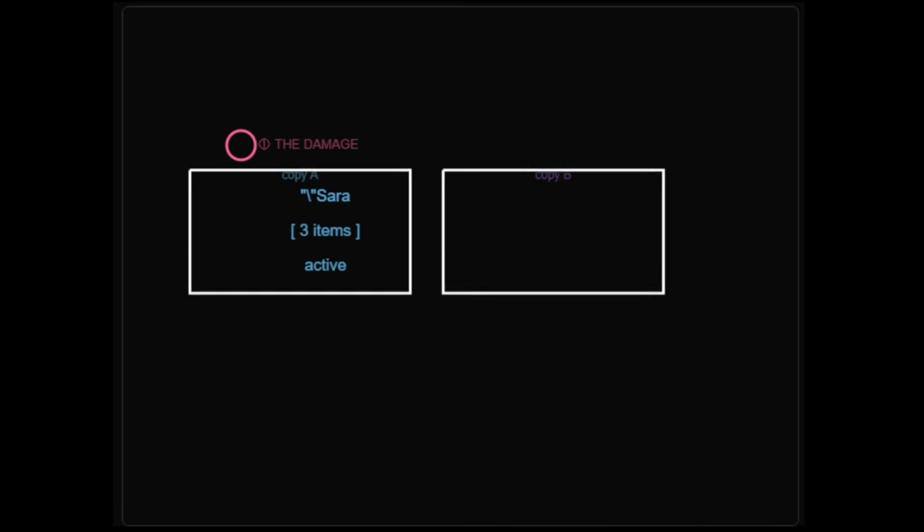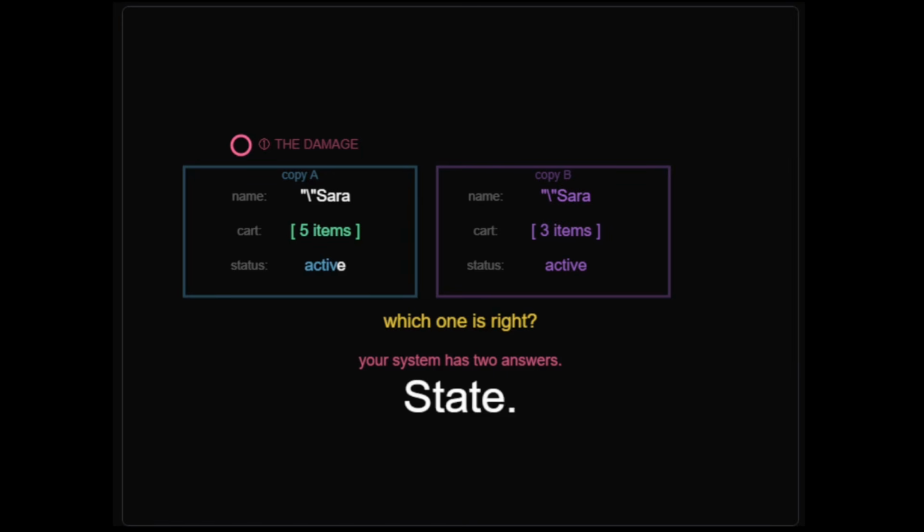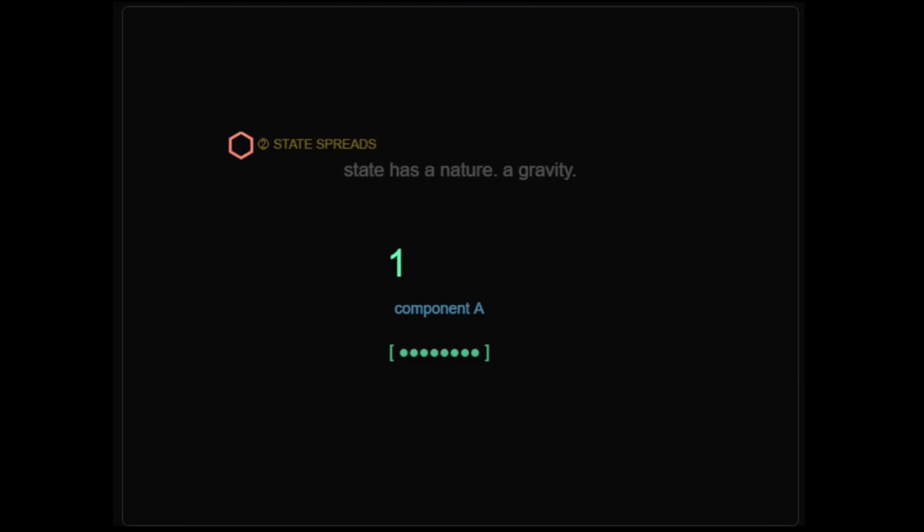The third force is state. State is any value that can change over time. The user's name, the contents of a cart, whether a modal is open, whether a request is loading, these are all state. And state has a nature, a kind of gravity. It wants to multiply, it wants to live in more than one place.